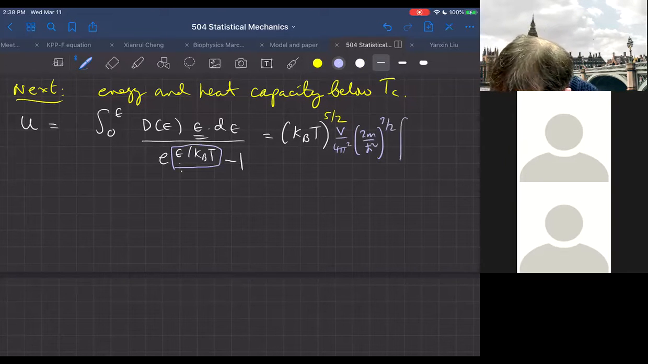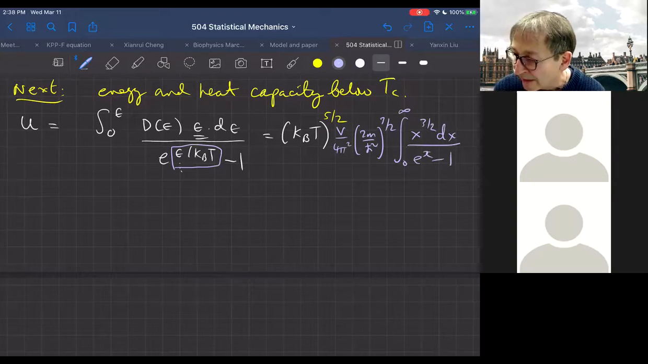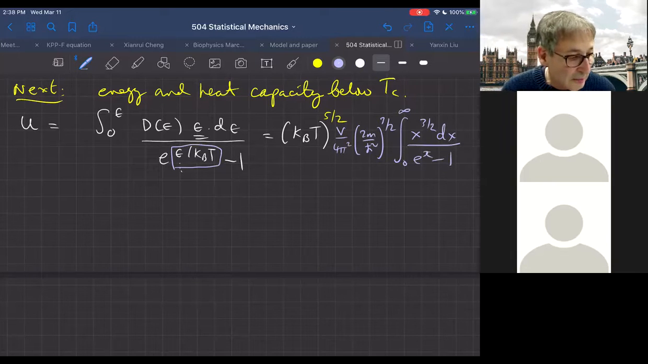And then after I've taken out the factor of kBT, I have the integral x to the 3/2 dx over e to the x minus 1, and that's just some number. The upper limit should be infinity in the upper integral. Yes, it is infinity.